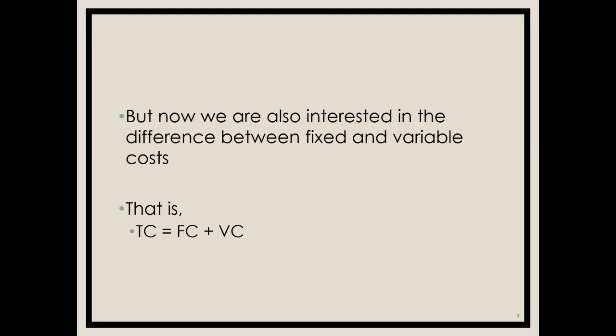Notice that we're not only interested in the type of categories that we used for production last week: average, marginal, and total, but we're also going to distinguish between the costs for fixed and variable inputs. That is, our first equation is total cost equals fixed cost plus variable cost. We're going to use a lot of abbreviations this week and next week. TC for total cost equals FC for fixed cost plus VC for variable costs.